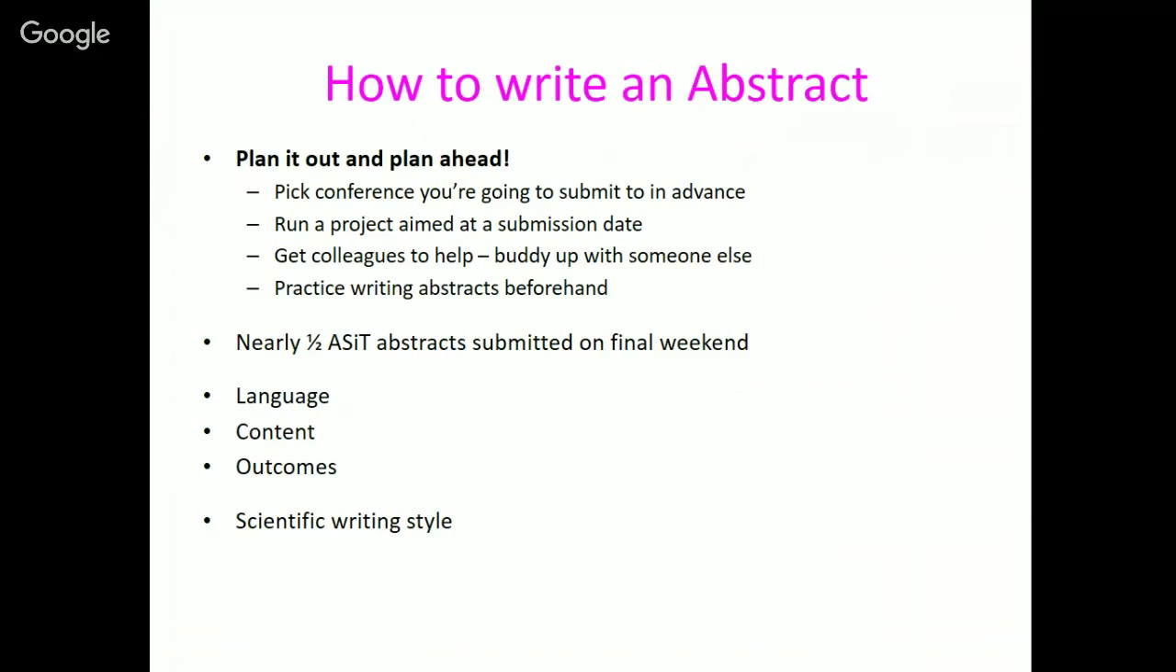Now, perhaps the most important point in this is planning it out and planning ahead. So in terms of submitting an abstract for a conference to go and present, you need to really sort out well in advance what you're going to be doing, not just the bit of work, but actually target the conference that you're going to be submitting to. And in that case, you then need to do a project that's aimed at that submission date, find out what sort of work the conference normally presents, get colleagues to help you and buddy up with other people, and make sure that you've had some practice at writing abstracts beforehand. And I'll give you some tips as to how you can go about doing that in a minute.